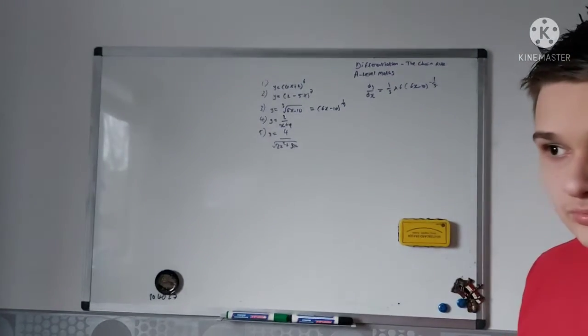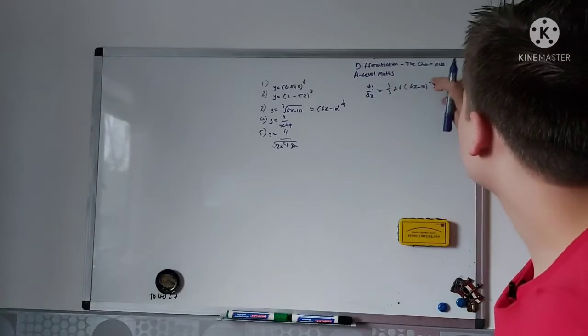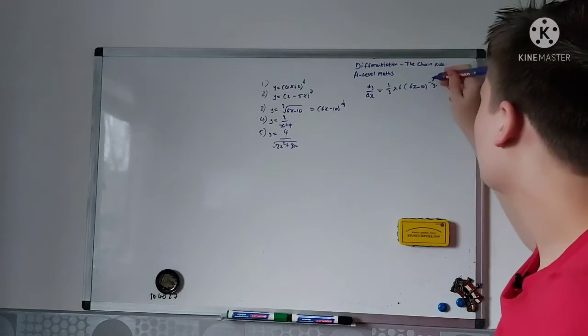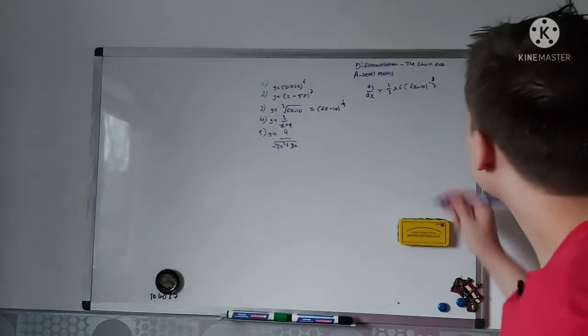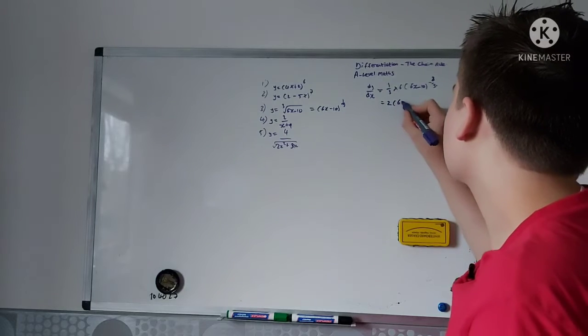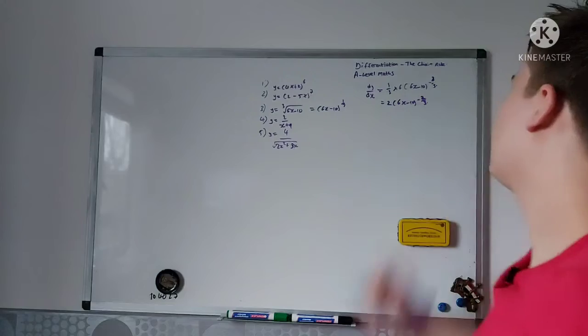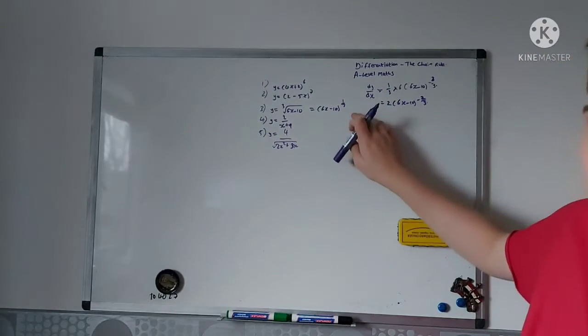Will be minus 2/3, is it? Minus 2/3. Yeah, that makes more sense. And then we've got a third times 6, which is 2. So 2 lots of (6x take away 10) to the minus 2/3. That's your answer to number 3.